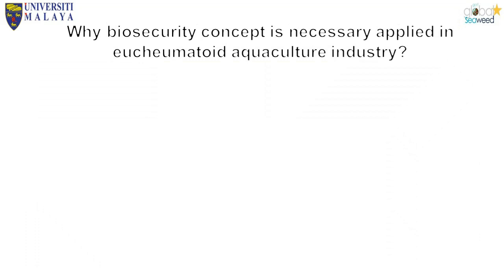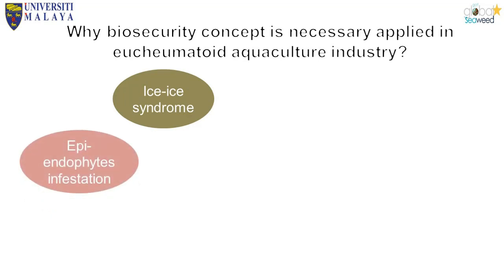So why is the biosecurity concept necessary to apply in the eucheumatoid aquaculture industry? There are many challenges in the eucheumatoid industry that need to be addressed by a biosecurity approach, such as ice syndrome that always occurs in eucheumatoid seaweed. Whether or not the syndrome becomes an infectious disease, the fact is ice still becomes the main cause of decreasing farm productivity in many productive areas. Also, the wide spread of epiendophytes, or epiphytic filamentous red algae, can reduce crop quality and lead the thallus to be bleached and then disintegrated.